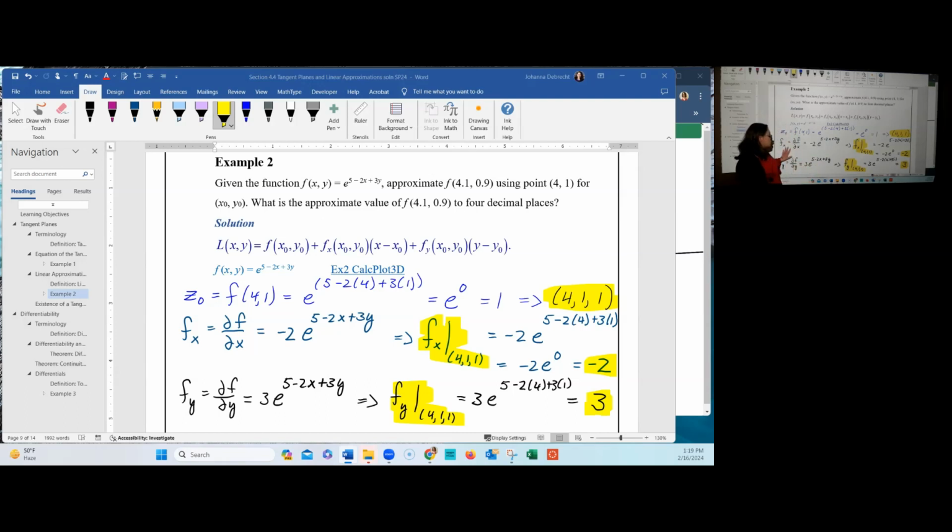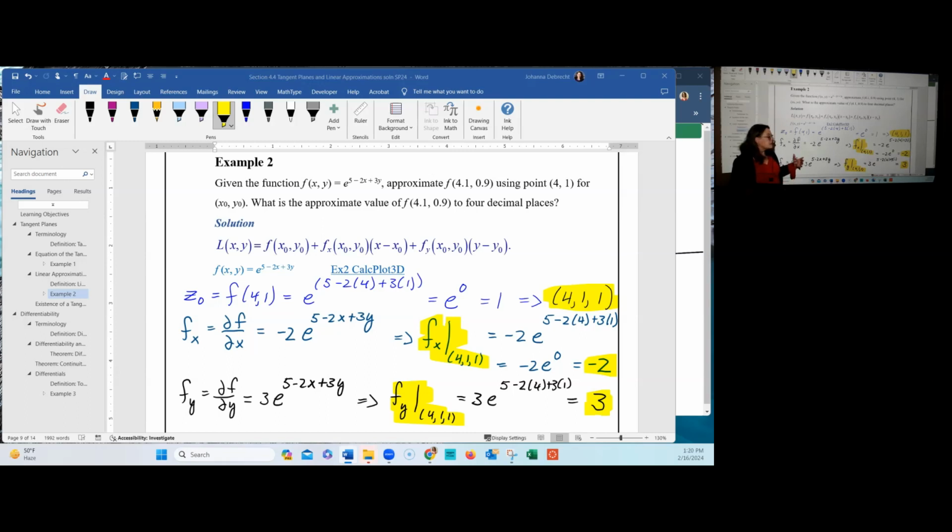Now we find the partial derivative with respect to x, and this will give us -2 times the exponential e to the 5 minus 2x plus 3y. When we evaluate that at our point from the domain or on the surface, again, the exponential becomes 1 and we get -2. When we do the same thing, but taking the partial with respect to y, we get 3 times the exponential. And since the exponential at that point becomes e to the 0, we get 3 for the partial derivative with respect to y.